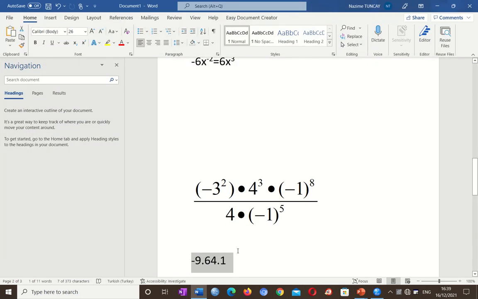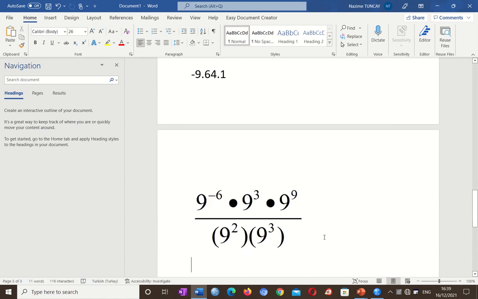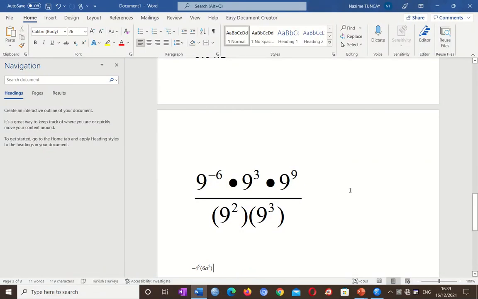Okay, now we have left this question. Yes, 2 questions. Let us continue with this question. So now we are going to add all the powers here. Minus 6 plus 3 plus 9. What is it?